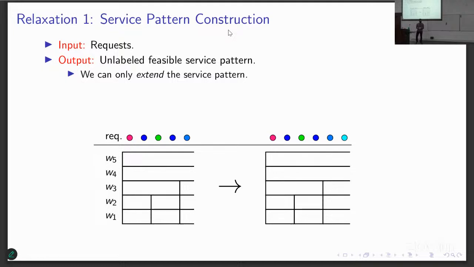You're not serving any request here, you're just outputting some feasible service pattern. You are not outputting where the server is placed, you are just outputting when you are moving the server. So as long as there is some labeling, you are good for this. So this is a relaxation, you are not serving all the requests.